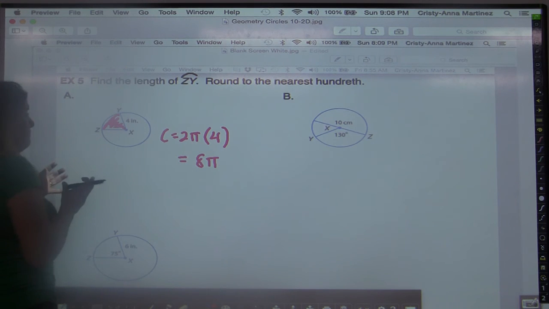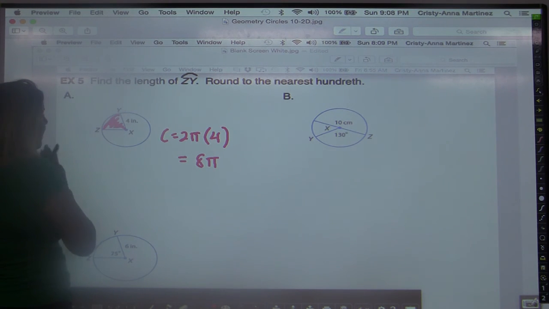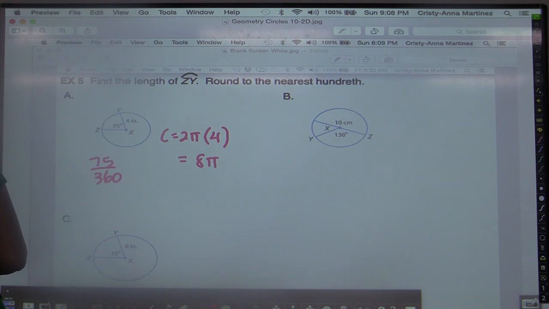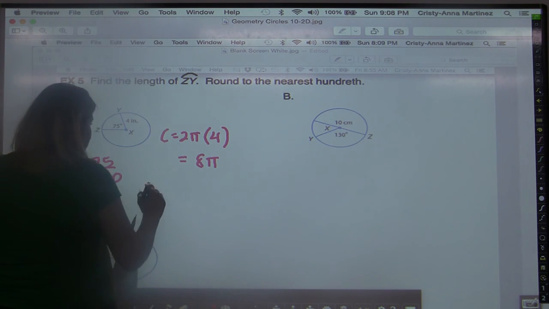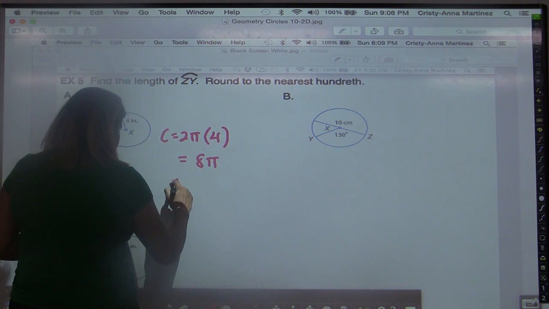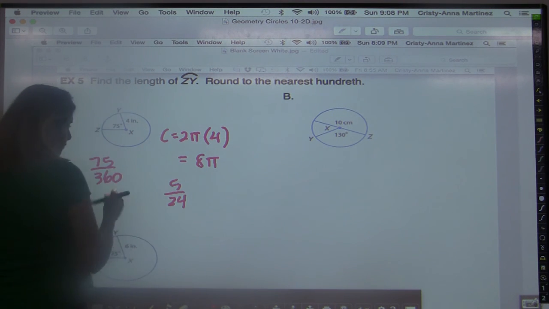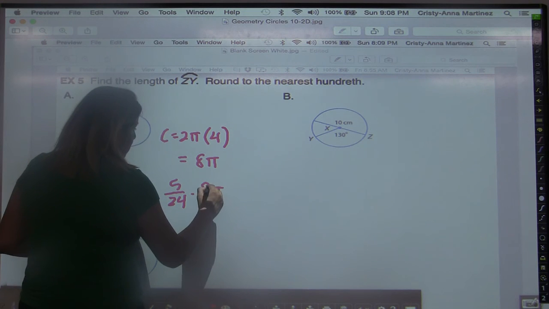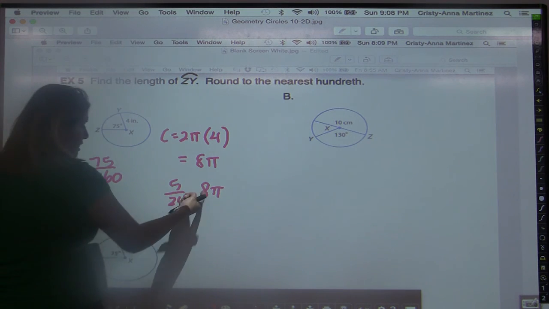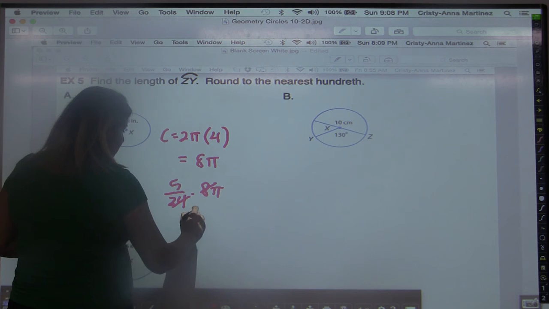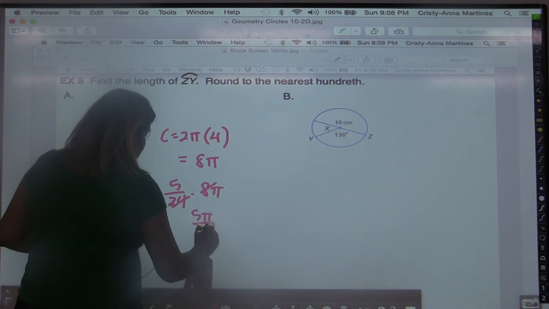But I only want this portion of the circle. So what portion of the circle is that piece? Because it told us that it was 75 degrees, it's 75 out of 360 degrees. That's the portion that it is. So that fraction actually reduces to 5 over 24. So basically I'm going to multiply my circumference by the fraction 5 over 24. Now at this point you can get the exact answer, figure that 8 and 24 cancel, and you get 5 pi over 3 as an exact answer.